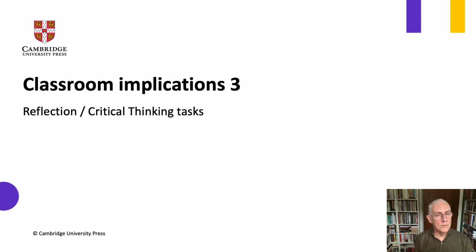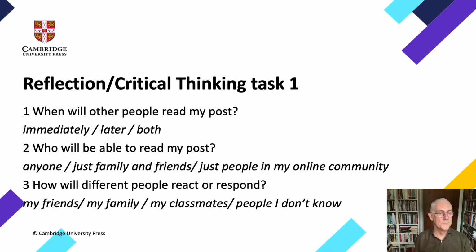Finally, the third suggestion I have is reflection and critical thinking tasks. So I've got two examples that we can look at. This first example could be given to students just before they are planning to post whatever text they've written online. And it gets them to think about who will be reading the text, when they'll be able to do that, how they might react or respond. I've included things like my friends, my family, my classmates, because sometimes with the things that you write, you think, oh, my family's going to read that, do I want them to read that? So the aim here is just to get students to stop and think about what the implications are of posting online, and they may at that point choose to make one or two final revisions.